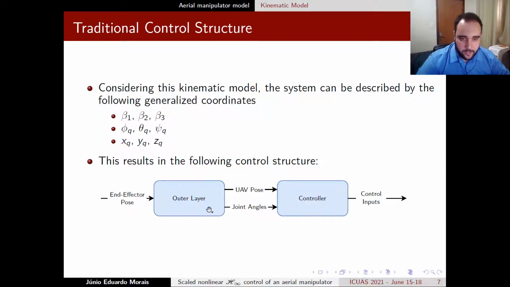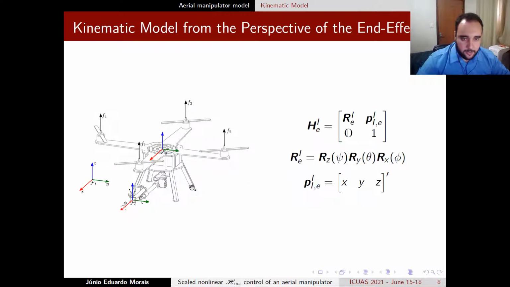The problem here is that we require an outer layer such as a kinematic controller or path planner that computes the UAV pose and the joint angles from what we actually want to control, that is the end effector pose. In order to eliminate this outer layer, one possible solution is to obtain the model from the perspective of an end effector.